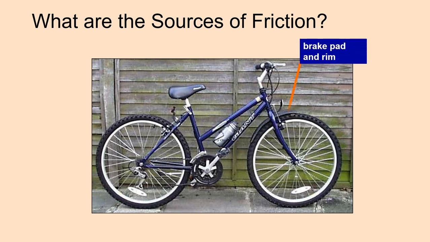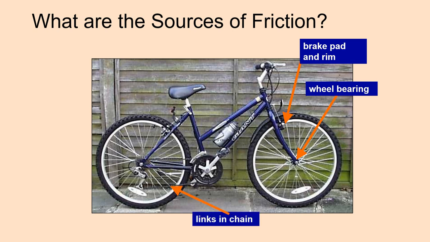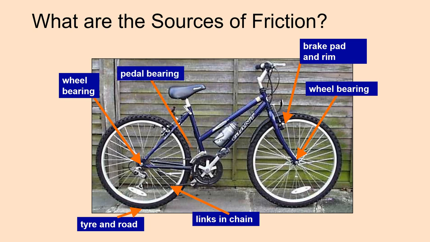Let's have a look. So where you have friction between the brake pad and the rim of the wheel to slow it down. We'll have friction in the wheel bearing. There'll be friction in the links of the chain as that moves. There'll be friction between the tyres and the road or the path. There'll be friction in the other wheel bearing. There's also friction in the pedal bearing.